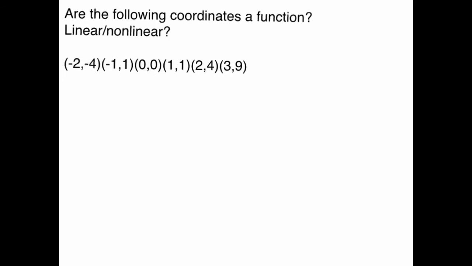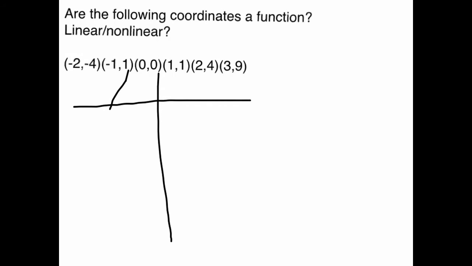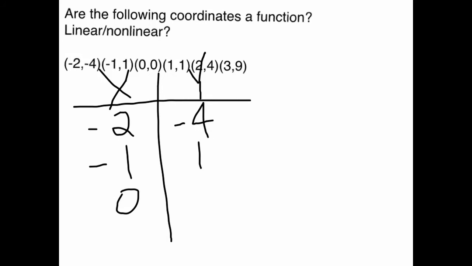Okay, guys, the last thing we want to do here is to figure out if the following coordinates are a function and to figure out if they're linear or nonlinear. So what I want to do with these set of coordinates is to set them up in an XY table. Very simple. We're just going to do the first few just so we get the idea. All right. Now, let me look through and see immediately, do any of my x values repeat? -2, -1, 0, and 1. None of them repeat, which means that this table is a function.